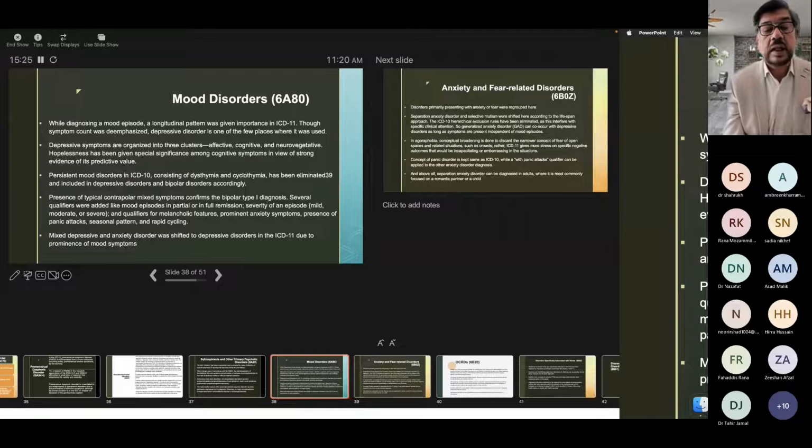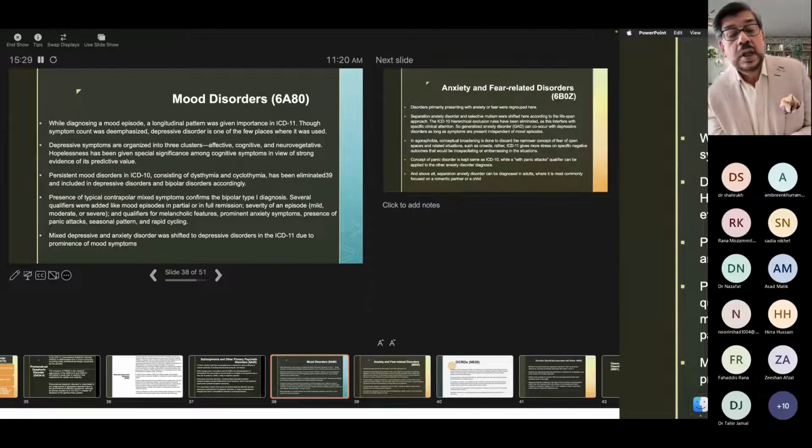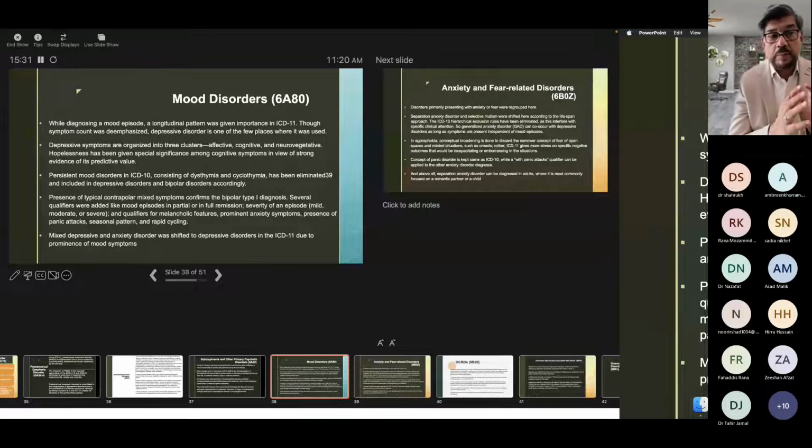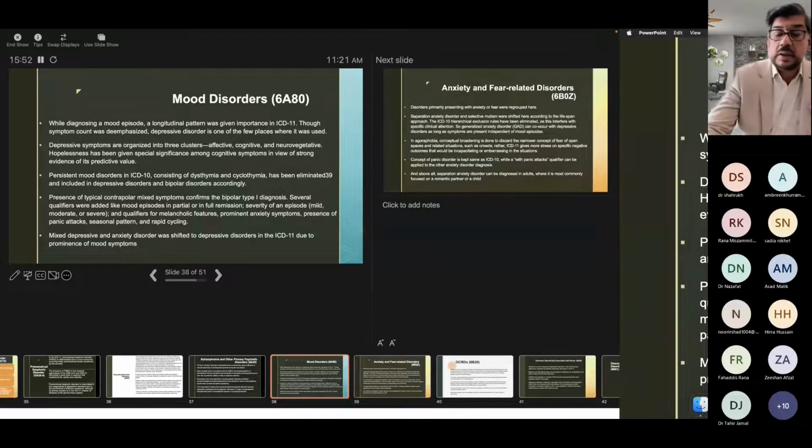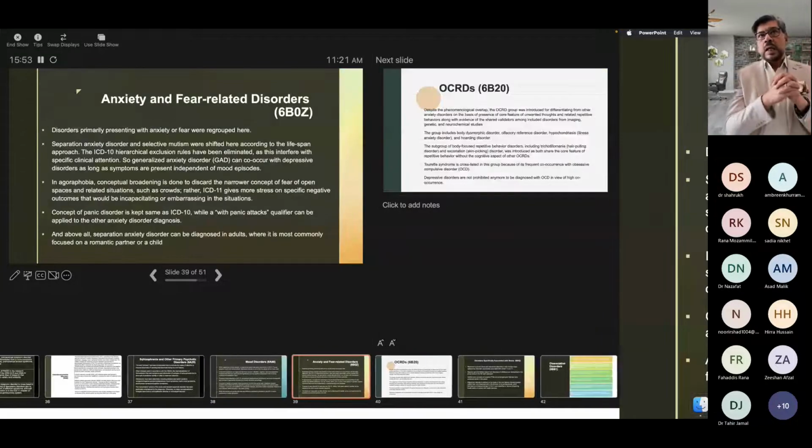Mixed depressive and anxiety disorders were shifted to depressive disorders in ICD-11 due to prominence of mood symptoms. So previously, people were again confused whether if a person is having anxiety disorders or depressive disorders, what should come first. So the hierarchy, mood disorders are given the priority and to be treated. With anxiety symptoms, yes. So they are again under the mood disorders.